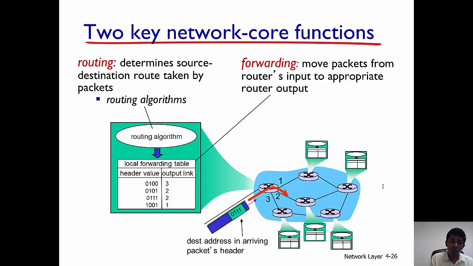This functionality of how to transmit or forward packets based on the header information is called a forwarding function. So routing is the high level idea of determining a route between a source and a destination, and forwarding is the decision taken at each of the intermediate routers on how this packet is going to be forwarded.